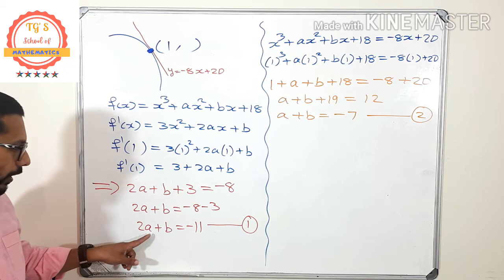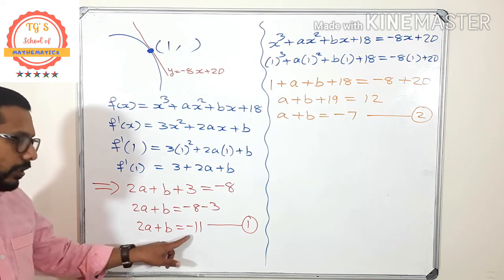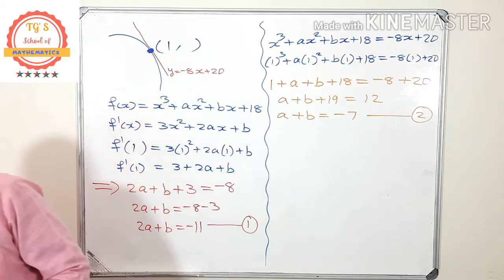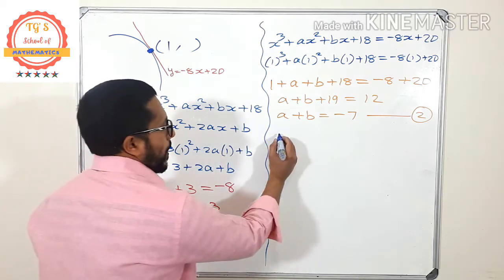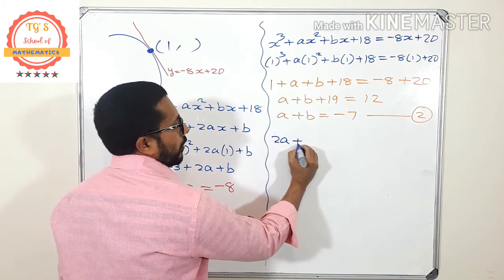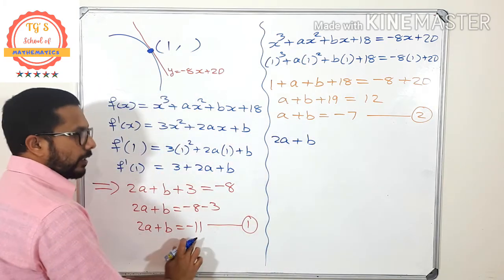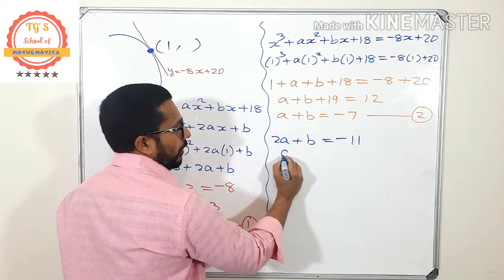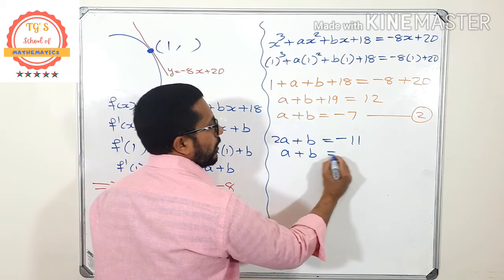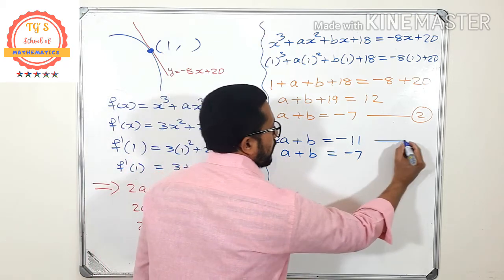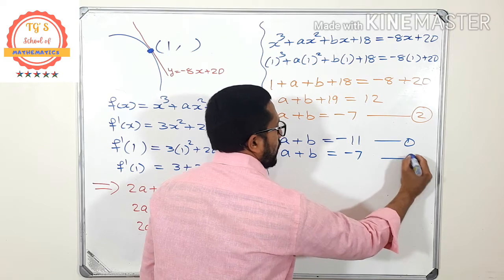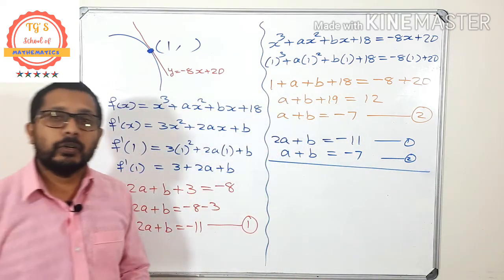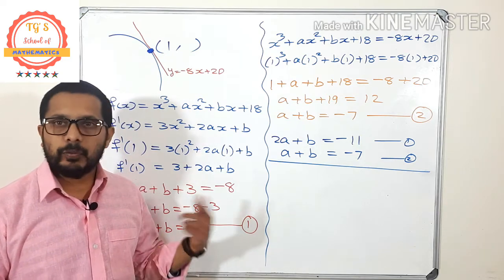So look at this one. Here we got an equation 2a plus b is equal to minus 11, and there is another equation. Okay, so now I am going to write those two equations together. What is our first equation? 2a plus b is equal to minus 11, and what is our second equation? a plus b is equal to minus 7. This is our first equation and this is the second equation. So you know what you are going to do now. This is a simultaneous equation.